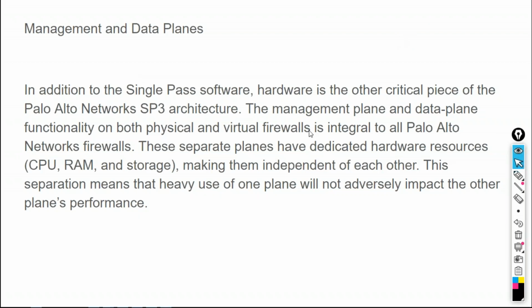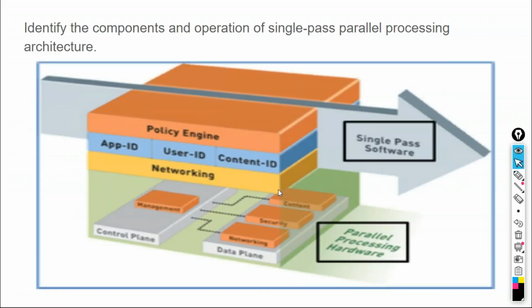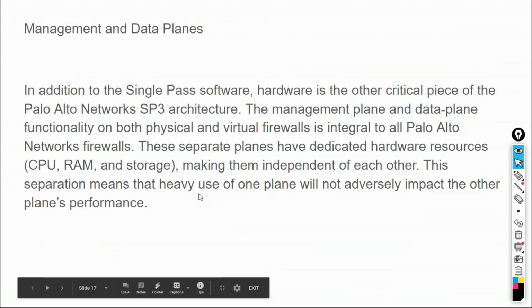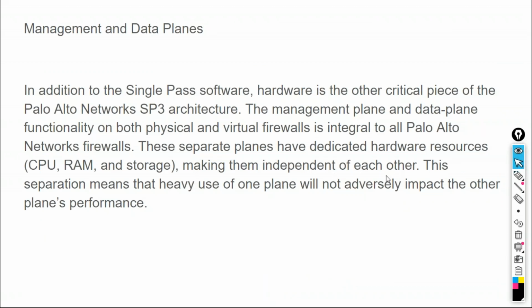So this talks more about the theoretical part of it. In addition to the single pass software, hardware is another critical piece of the Palo Alto SP3 architecture. The management plane and data plane functionality on both physical and virtual firewalls is integral to all Palo Alto Networks firewalls. These separate planes have dedicated hardware resources: CPU, RAM, and storage. So always remember that your Palo Alto firewall will have separate resources for control plane and data plane, and this makes them independent of each other. This separation means that heavy use of one plane will not adversely impact the other plane's performance.